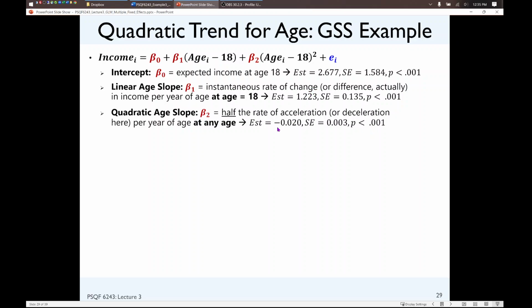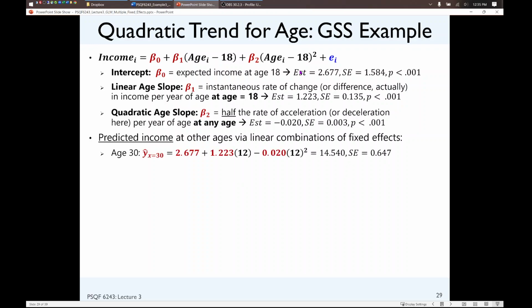So the pattern that's being created here is one in which income and age go up together, up to a point, and then it's going to switch, and then age goes up, income goes down instead. So we can compute some points of reference to describe what this curve is doing. For instance, we can compute predicted income for any age beyond just what is expected at age 18 as our reference or baseline for the model. So for instance, age 30. Well, the fixed intercept was 2.677, I put that here. The fixed linear slope was 1.223, I put that here.